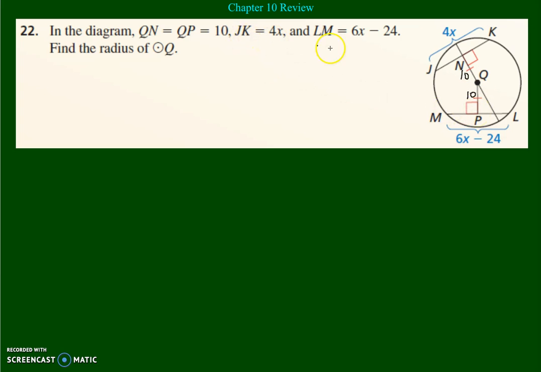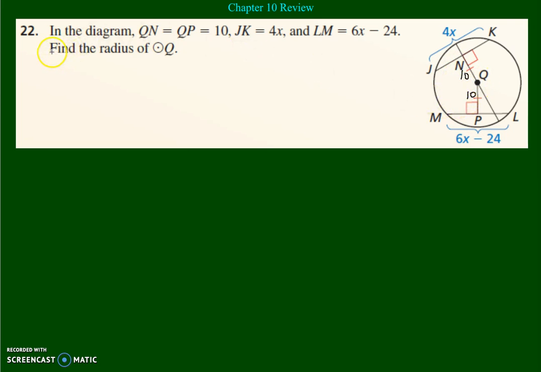We know that JK is given by the expression 4x, and the length of LM is given by 6x minus 24. Well, since these two chords are the same distance from the center, we know, just as in the last problem, that this chord equals this chord, and if we have congruent chords, we have congruent corresponding arcs. So that means that 4x equals 6x minus 24 because the arcs are congruent. Now that we've gotten all the information the problem's given, what is the problem looking for?